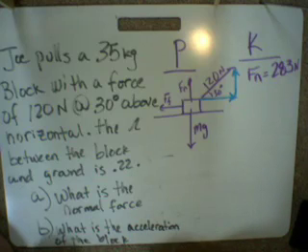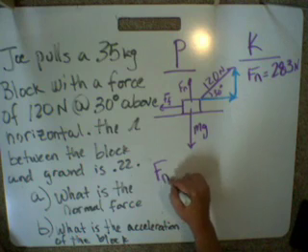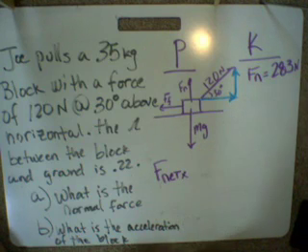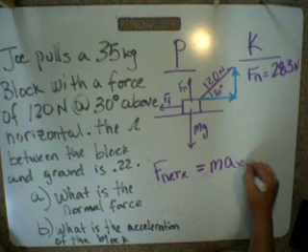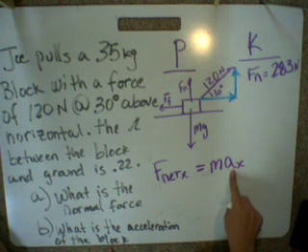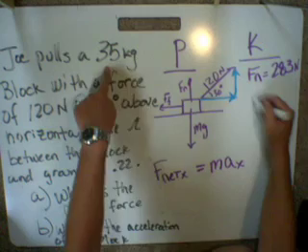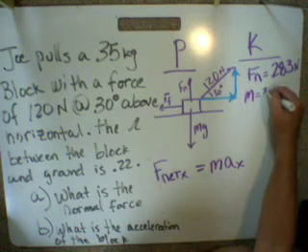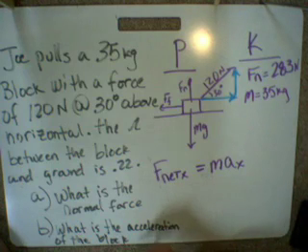For part B, it says, what is the acceleration of the block? In order to find the acceleration of the block in the horizontal direction, that means we are looking for F net in the x, and that is equal to m times a in the x. So if what we are looking for is this acceleration in the x direction, we need to know the mass, which was given to us. The mass was equal to 35 kilograms. And we need to know what F net in the x is.